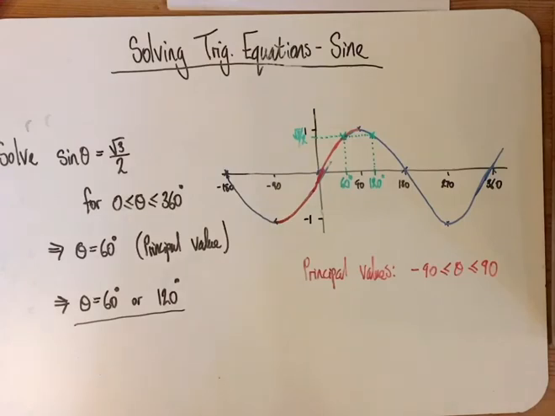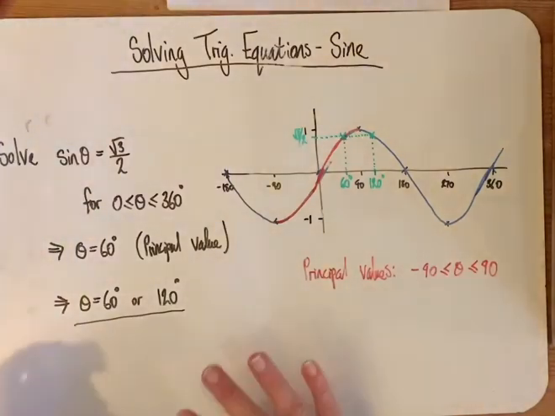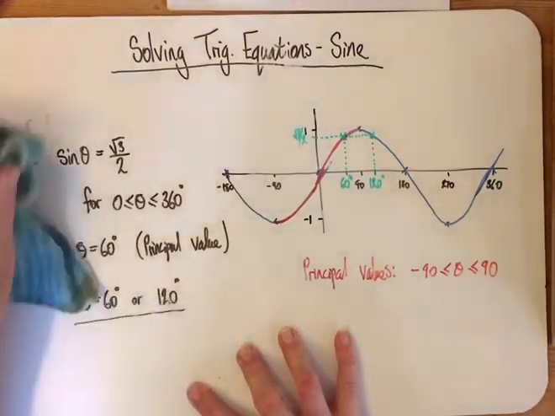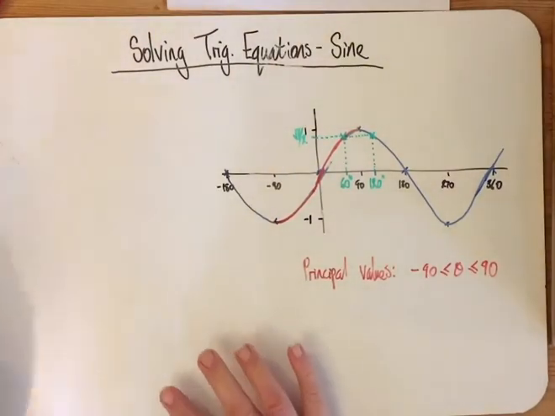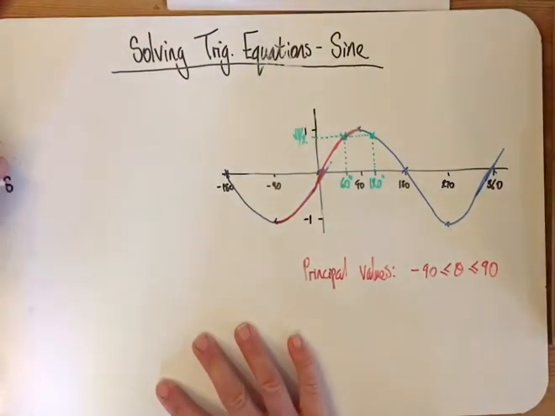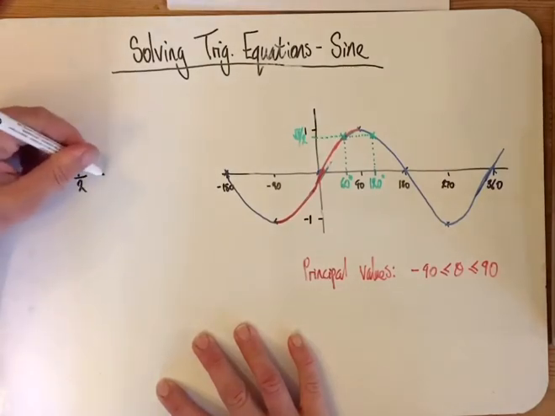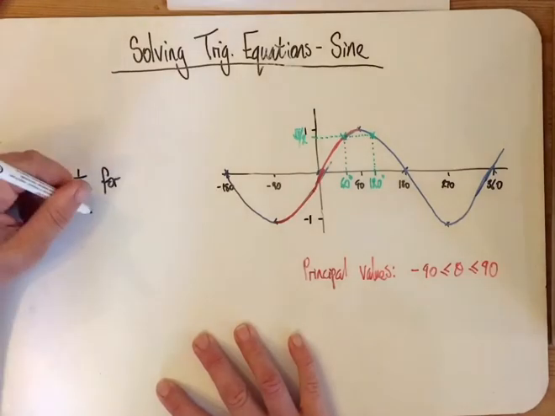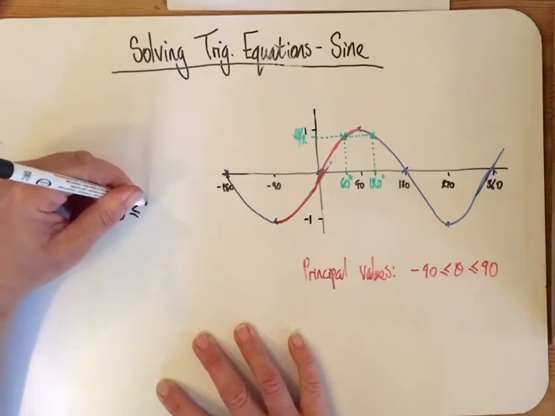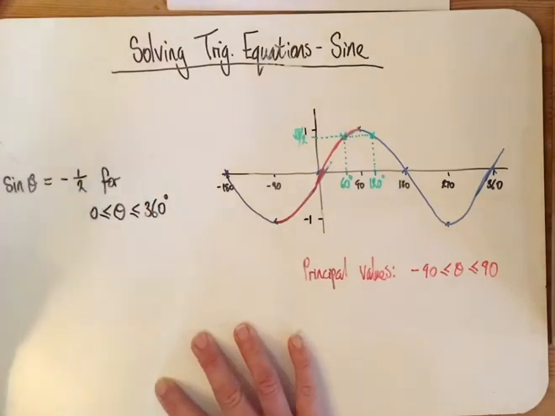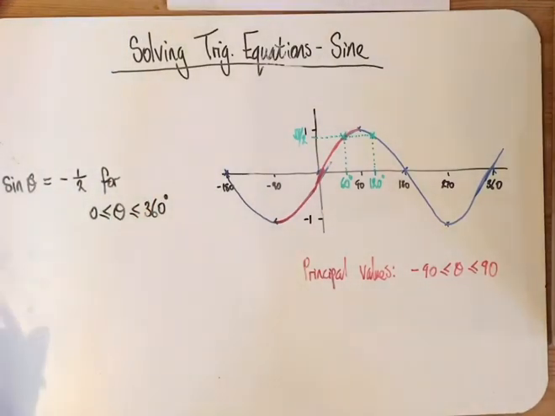I want to do one with the negative principal value as well. I think I'll use this same graph, that'll be okay. So if I also look at doing sine theta equals minus a half for 0 less than or equal to theta less than or equal to 360 degrees.